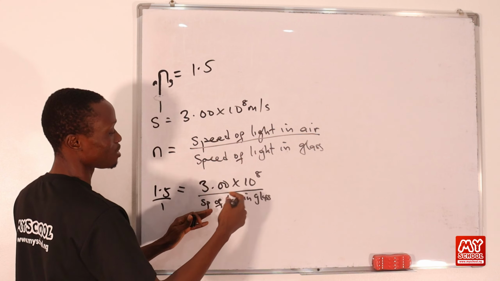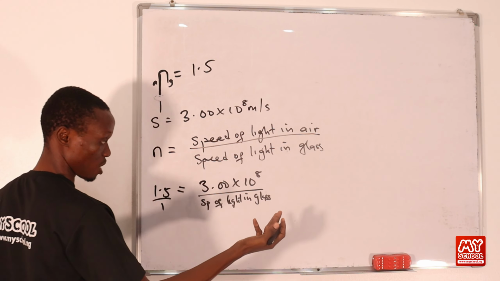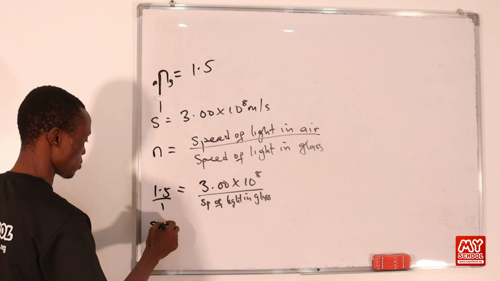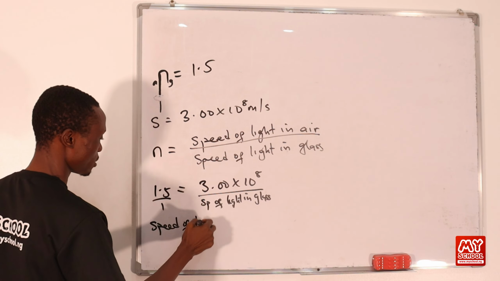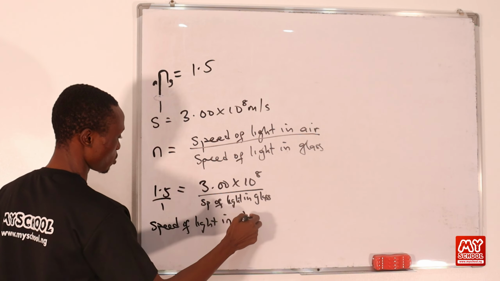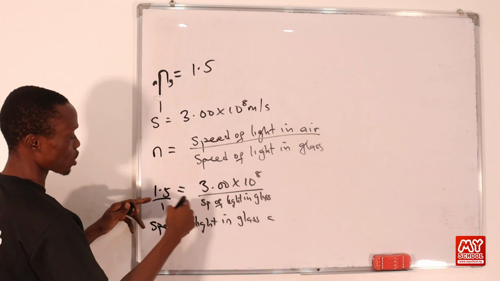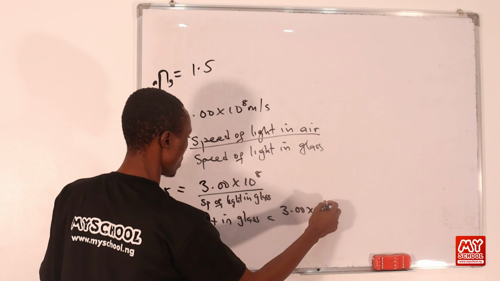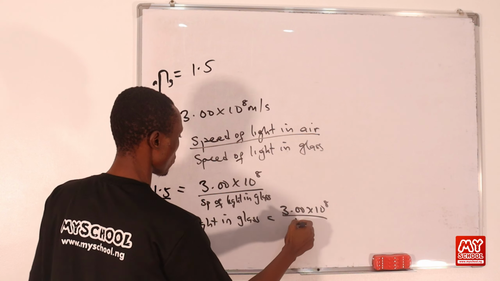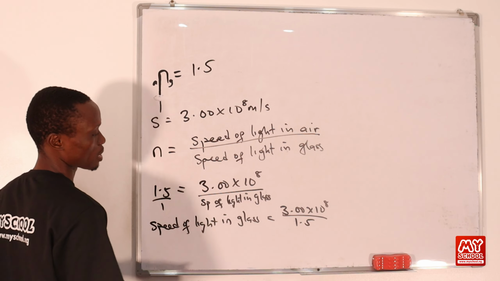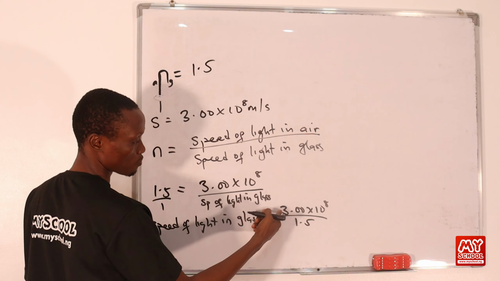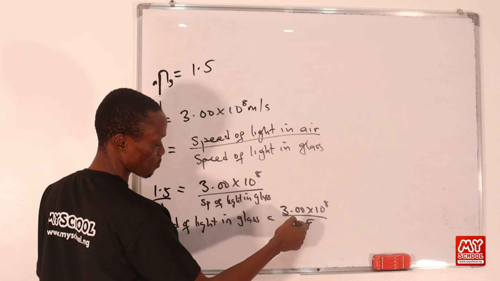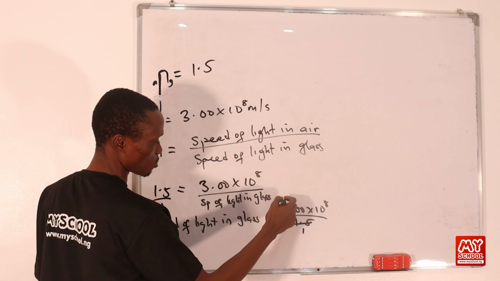So in this case, we can say let the speed of light in air be equal to x, right? So here we'll be having speed of light in air. So let's just put it here. Speed of light in glass is equal to, of course, these two we can switch position, right? So here we'll be having 3.00 times 10 raised to the power 8 all over 1.5. Remember that if we divide 3 by 2, that will give us 1.5. So 1.5 here is 1, then 1.5 here is going to give us 2.